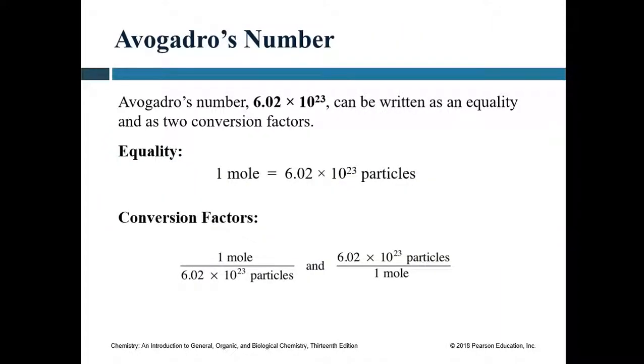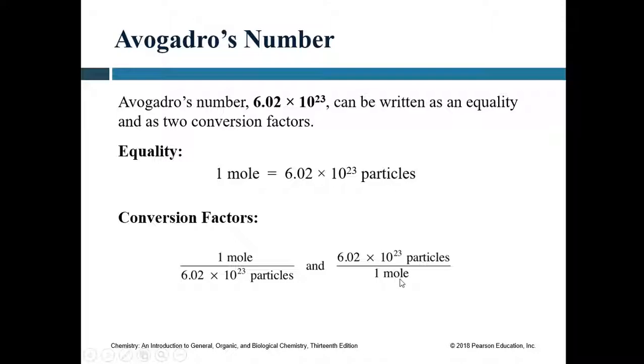So let's see how we're going to use that. Since we have this equality that 1 mole is 6.02 times 10 to the 23rd particles, when we're using it in our conversion, we can say 1 mole over 6.02 times 10 to the 23rd particles, whether atoms or molecules, but we could also have inverted it the other way, 6.02 times 10 to the 23rd particles over 1 mole.